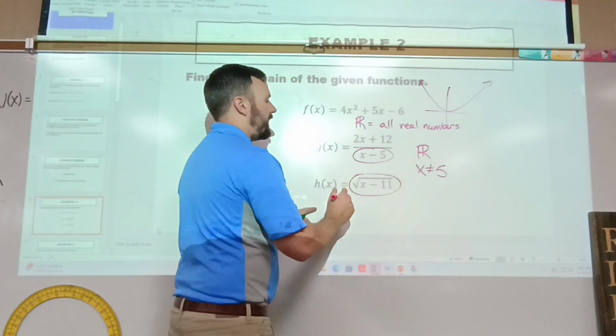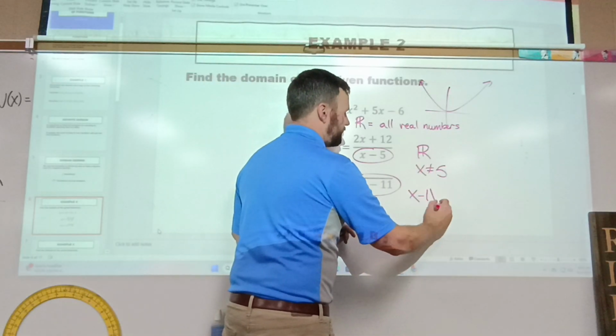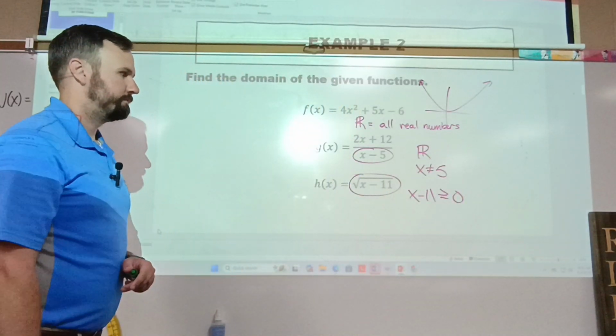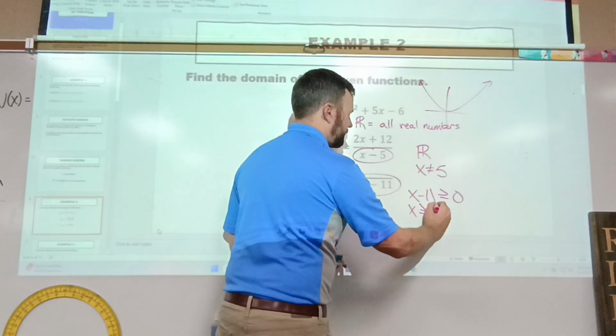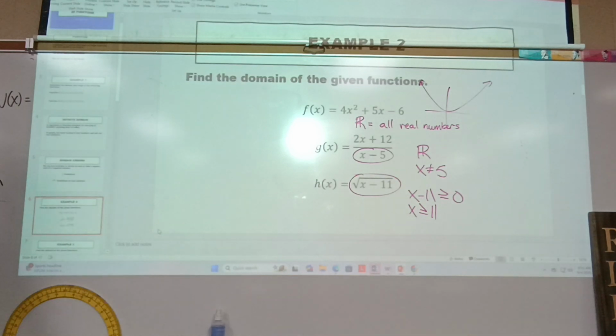Square root. I cannot square root a negative. So I'm going to take this beast and set it greater than or equal to 0. So x has to be greater than or equal to 11. That's my domain.